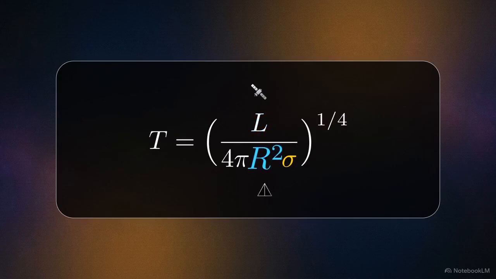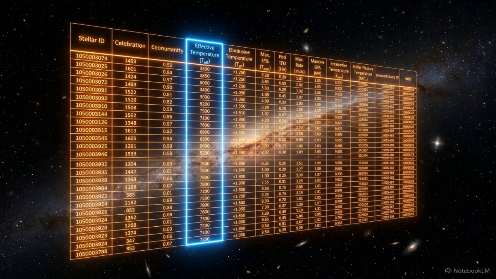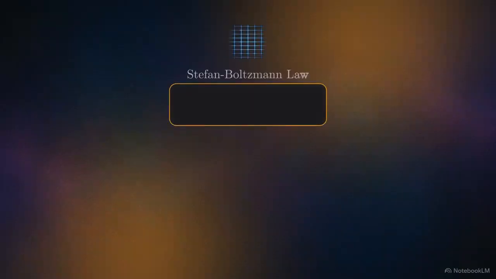Researchers observe a star's total light, estimate its size, plug in the constant, and calculate the temperature. Or they run it the other way, taking the light and temperature and using the exact same constant to calculate radius. By definition, every standard stellar temperature in our catalogs is generated by assuming this formula is already true. It is a closed loop.